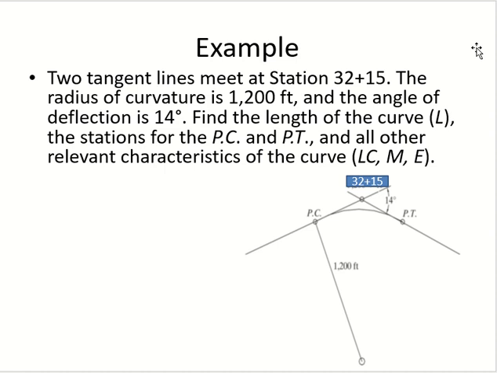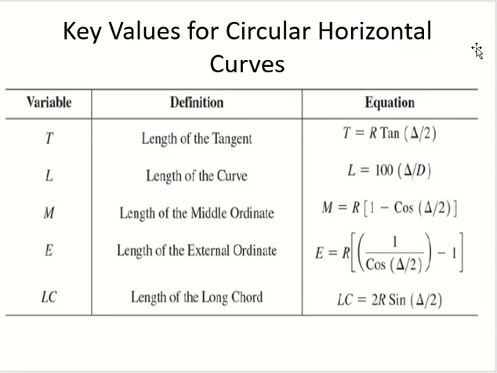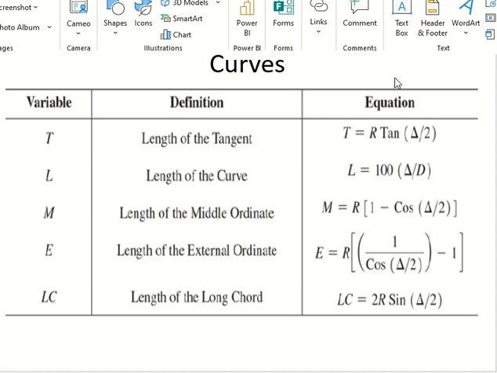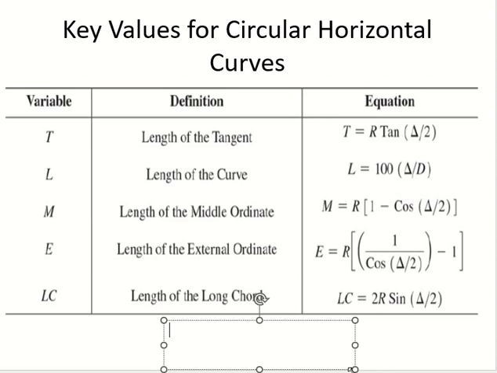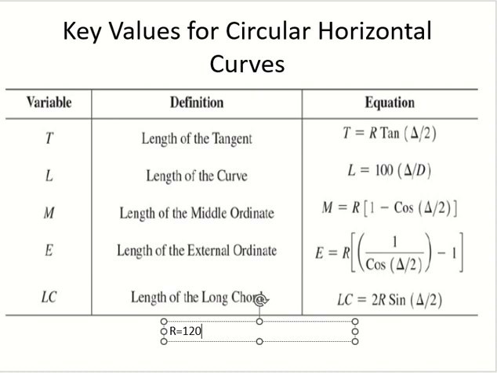Now to calculate, as we already mentioned, we need R and delta, right? We have R and we have delta as well. R is 1200 and delta is 14. So we can calculate all these parameters, right? So let us do this first. R is 1200, delta is 14. Okay, give me these things, T and L and M and E and LC.